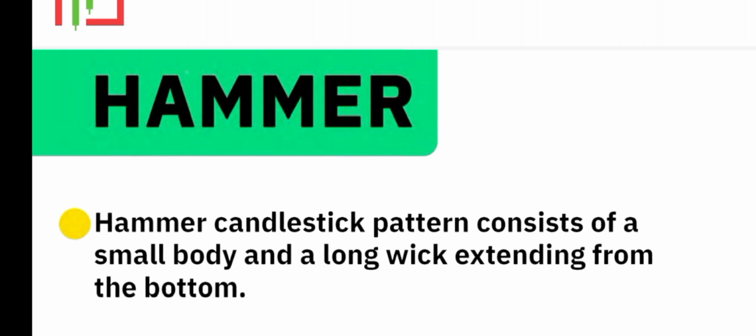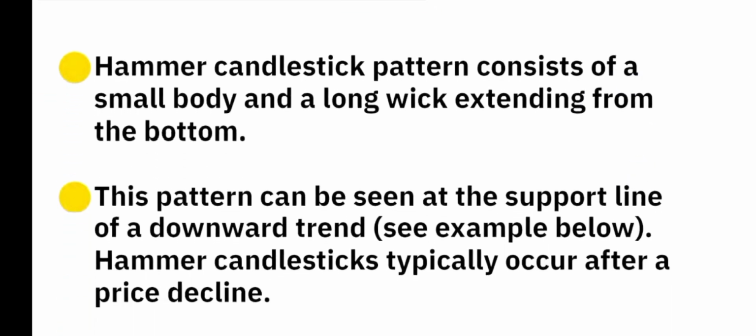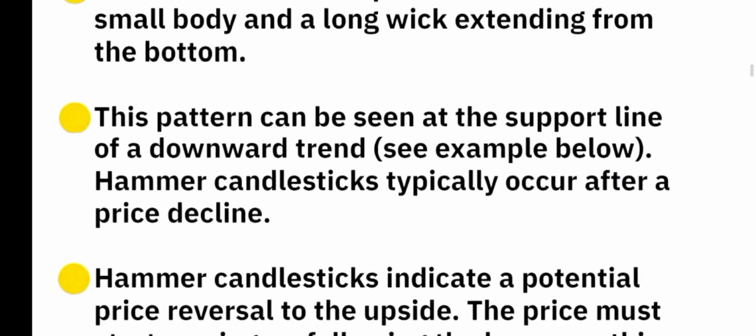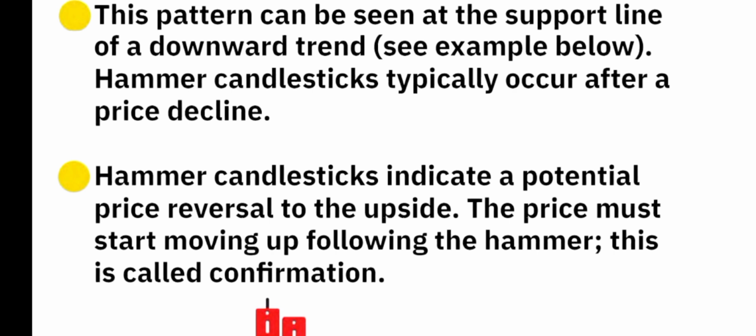So one of the bullish candles we're going to be talking about this morning is a hammer. We say a hammer candlestick pattern consists of a small body and a long wick extending from the bottom. This pattern can be seen at the support line of a downtrend. You can also see the example below. So a hammer candle typically occurs often after a price decline. So the hammer candlestick indicates a potential price reversal to the upside.